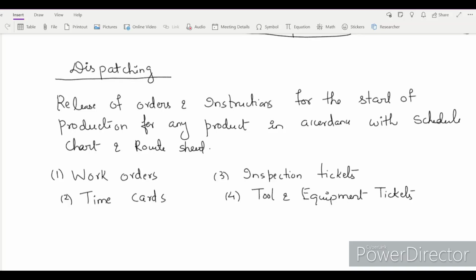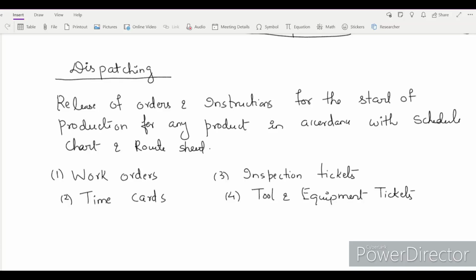Suppose let's say it is a workshop, I'll give it to them. So this is paperwork that used to be done and followed: how many works they have done throughout a day or throughout a month, how many work orders they have accomplished. So work orders are issued to the department to start the work.